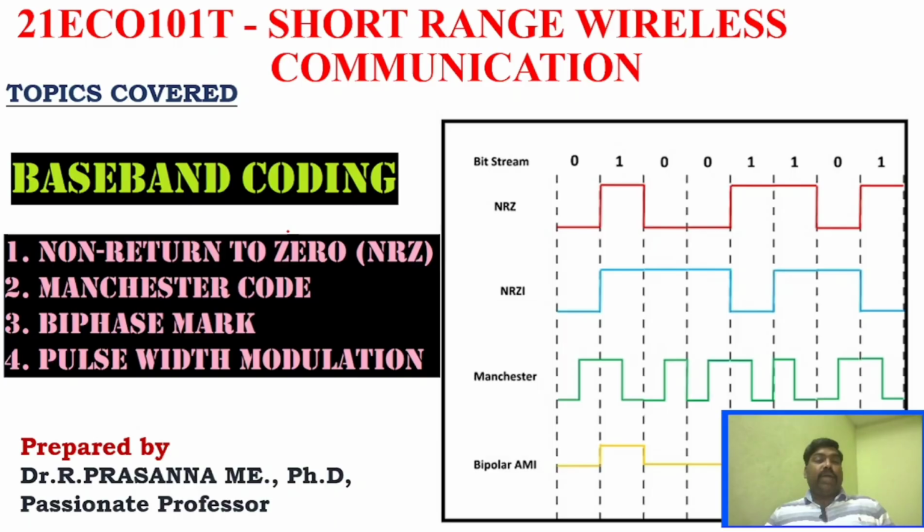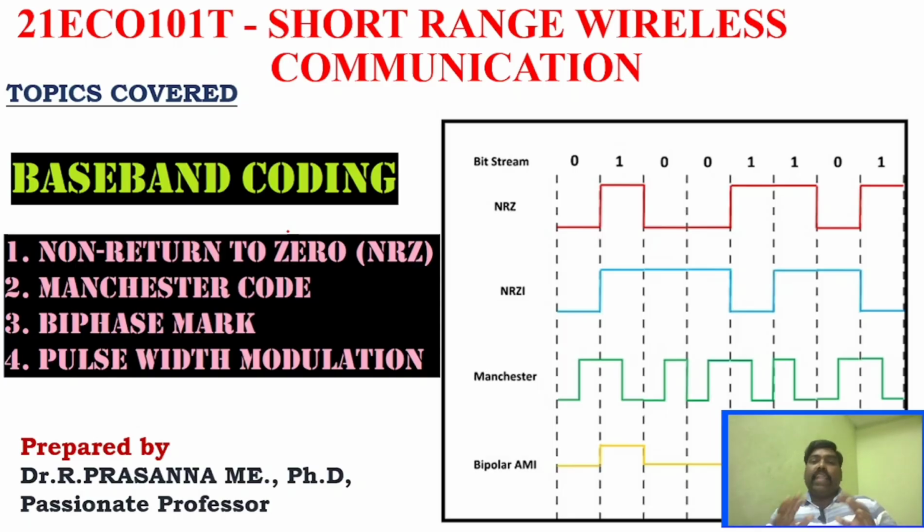And today's video is about another interesting concept in the subject short range wireless communication. We're going to see baseband coding. This baseband coding is a very important technique in digital communication, right? Today we're going to see the importance of baseband coding and different formats of baseband coding. In this video, we're going to see four different types: non-return to zero, Manchester code, biphase mark, and pulse width modulation. This is what we're going to see.